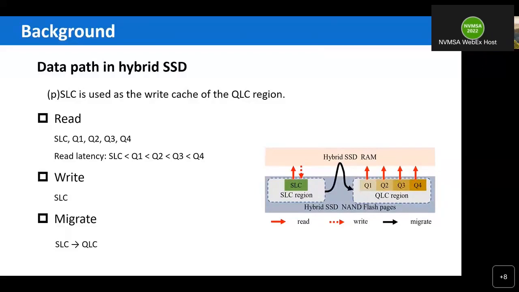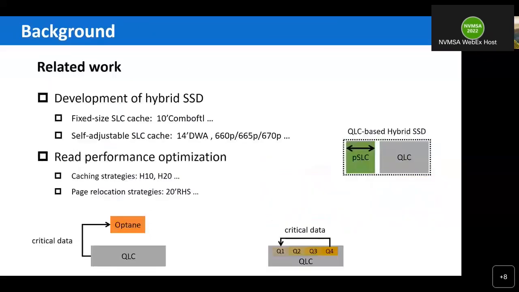All data will be first written to the SLC cache and be migrated into QLC blocks in trips once the free space of the SLC region is lower than a threshold. Third, migrate. This operation happens when the free space of the SLC region starts running low. Valid pages in the SLC region will be read to the DRAM cache of the SSDs and then be written to the QLC region.